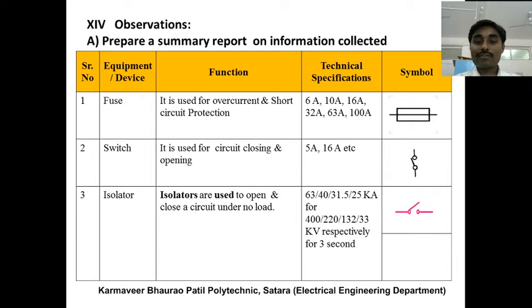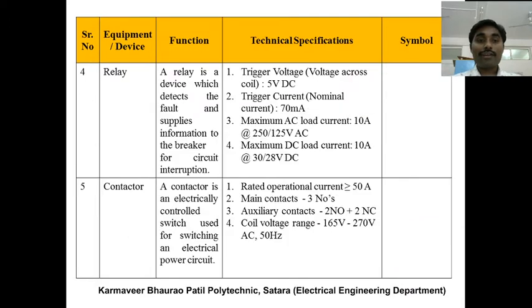The symbols of the isolator are: this is the symbol for the isolator or the single break isolator. This symbol is for the double break isolator. Okay. Now the next equipment is the relay.